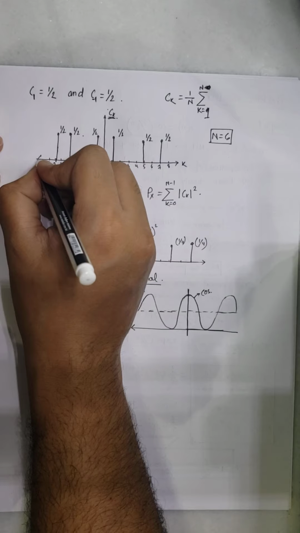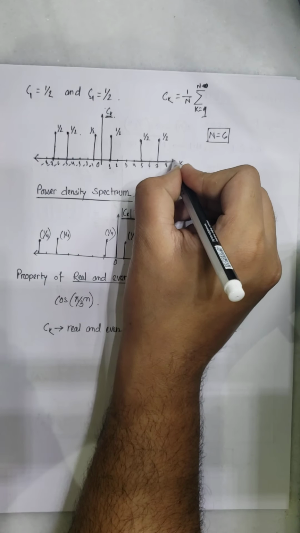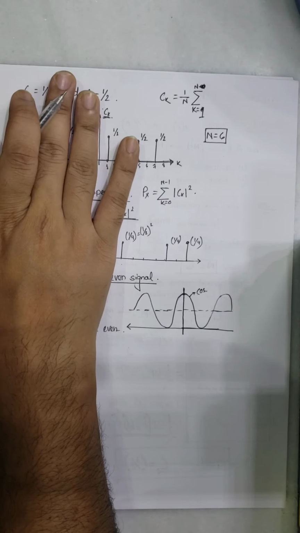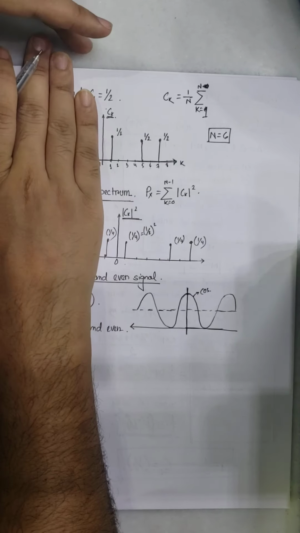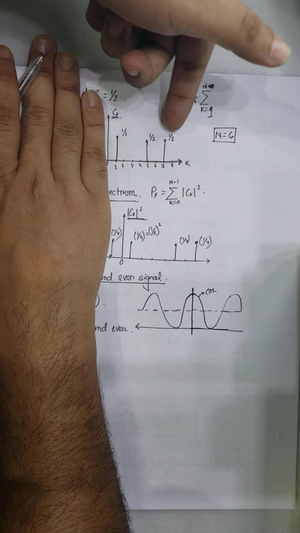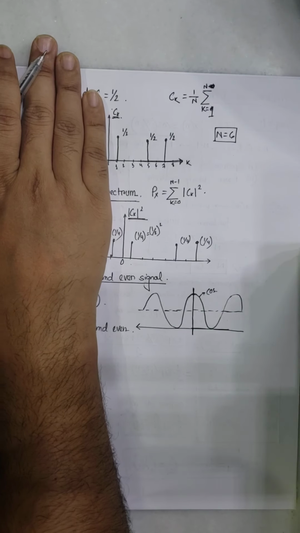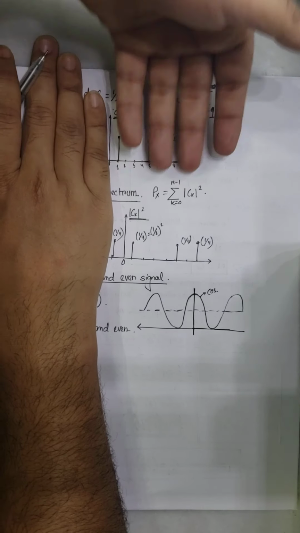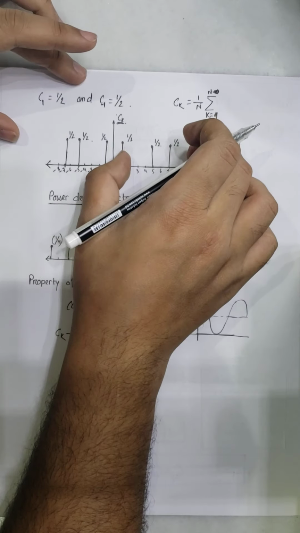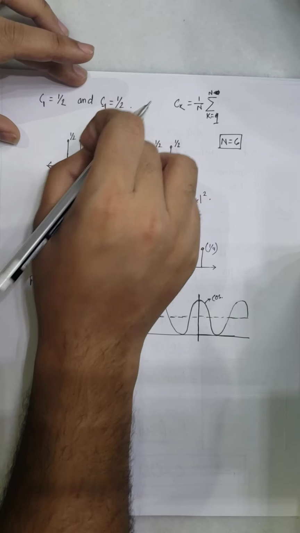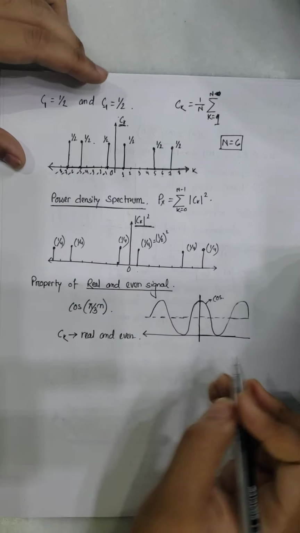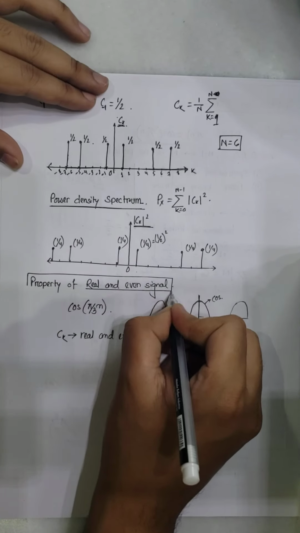Look carefully at this signal. What we can see is that if we discard this part for the time being, the signal is real, of course it is real because all the values are half, which is undoubtedly a real quantity. If we mirror this part in the negative k axis, we get the same result at the same instance of k. So once again, we were able to verify the property for real and even signal.